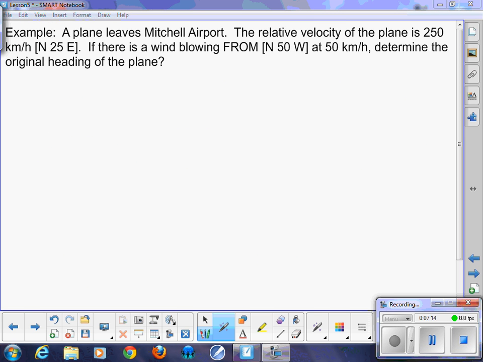So our final example: a plane leaves Mitchell Airport. Relative velocity of the plane is 250 kilometers an hour, north 25 degrees east. If there's a wind blowing from north 50 degrees west at 50 kilometers an hour, determine the original heading of the plane. And I don't know why it's a question mark. What is the original heading of the plane? So anyway, fixing my grammar.